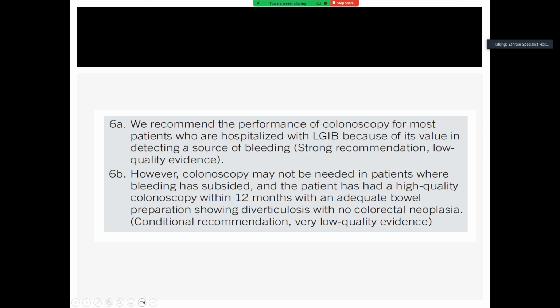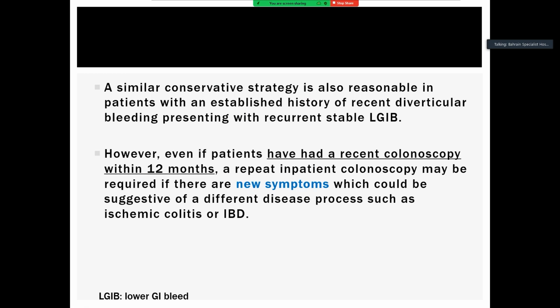But there are some patients in whom we can avoid colonoscopy. One is the patient in whom the bleeding has subsided and a colonoscopy has been done within 12 months with adequate preparation, showing diverticulosis, but colorectal carcinoma has been excluded. So we can avoid a repeat colonoscopy in these patients. The other patients are those in whom we know from a recent colonoscopy that they had a diverticular bleed, and we know that this is the same bleeding, and the patient is stable, so we do not need to repeat the colonoscopy in this patient.